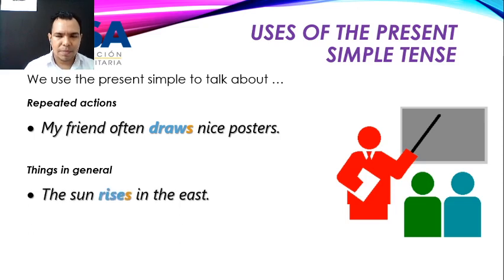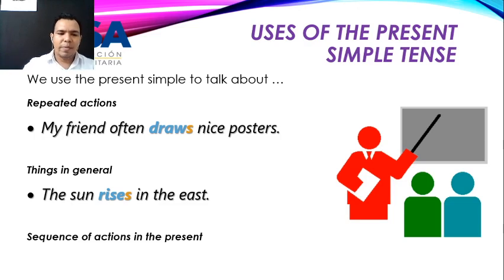Things in general. Things in general are the rules or the description of our real world. For example, the sun rises in the east. It's a general truth. El sol sale por el este. It's things in general. When we are talking about water freezes at 0 degrees Celsius or water boils at 100 degrees Celsius, that's things in general. That's a general truth.